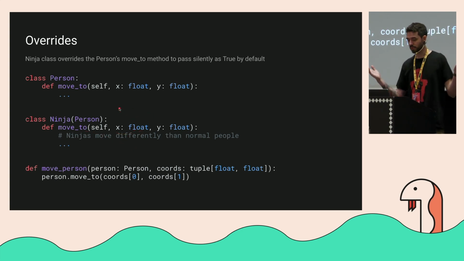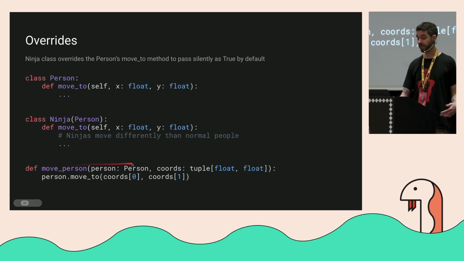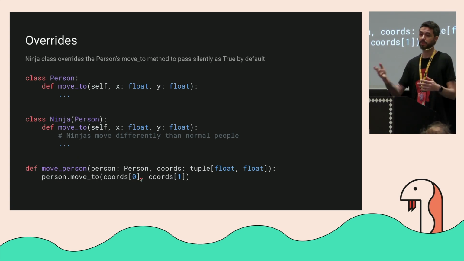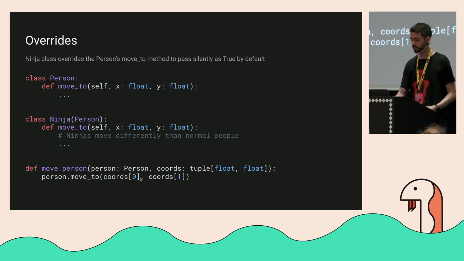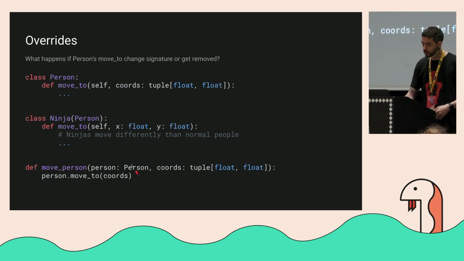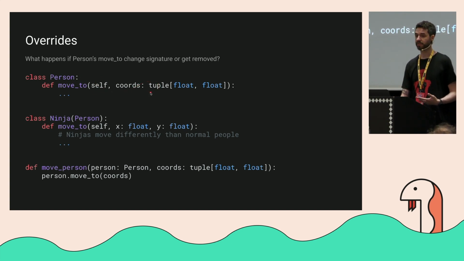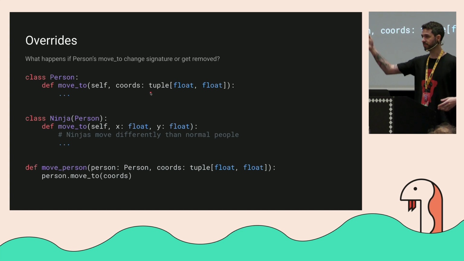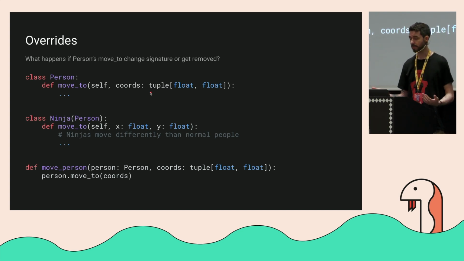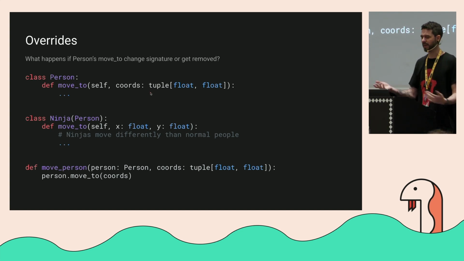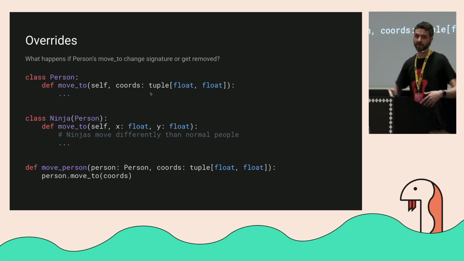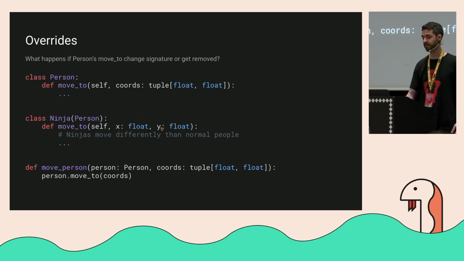So you do this, okay, great. And if you have a function that takes any person, you can make the person move to some place. Even if it is a ninja, this is going to work. But what happens if the person move to signature gets changed this way? Again, that's why I said maybe this is coming from another place, because you wouldn't know unless you have a unit test for this. Otherwise, you're just going to get a runtime error in this case, because now you don't get X and Y anymore. Now you get a tuple of coordinates.